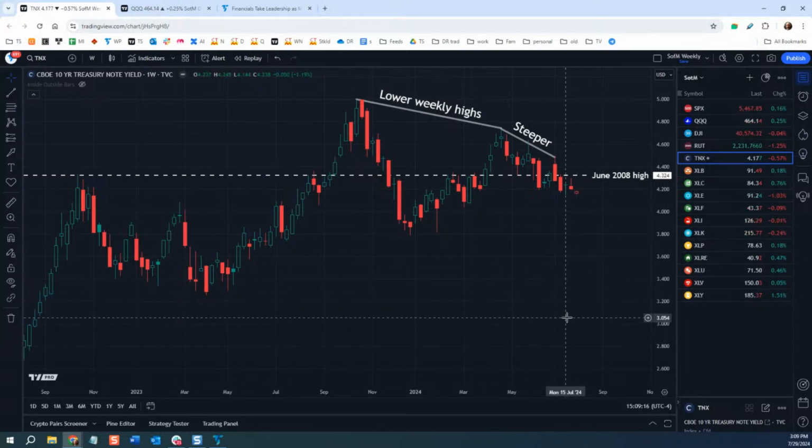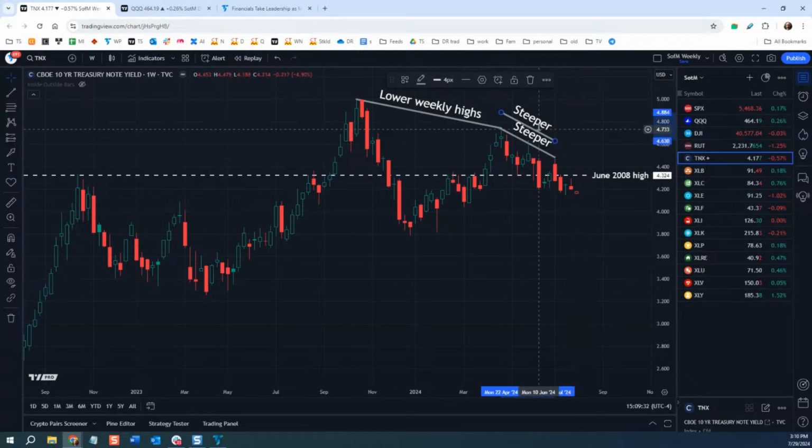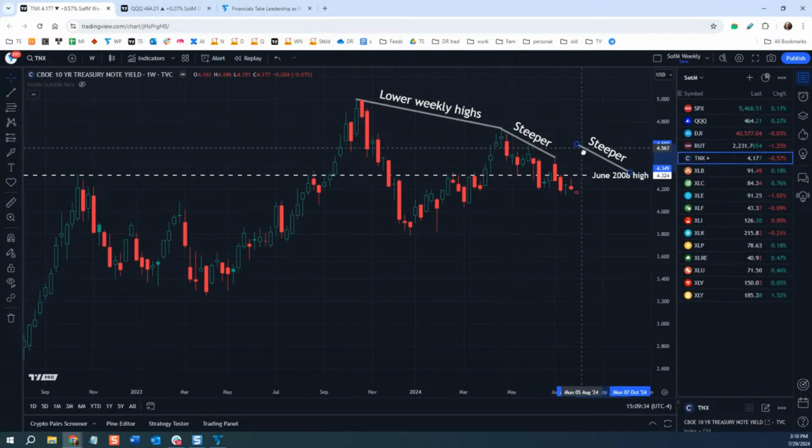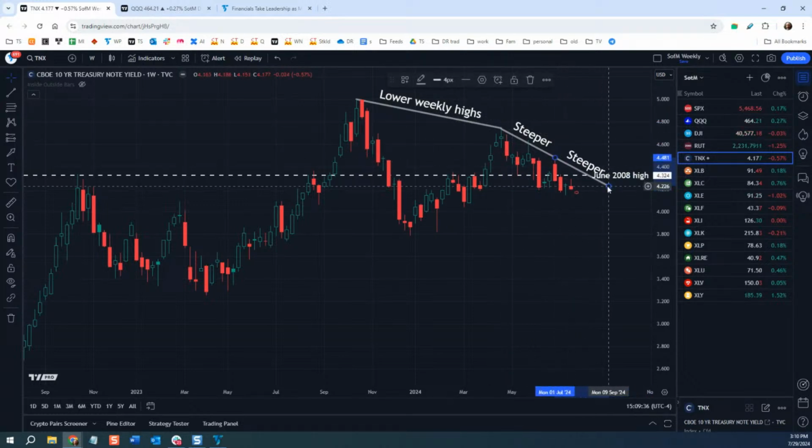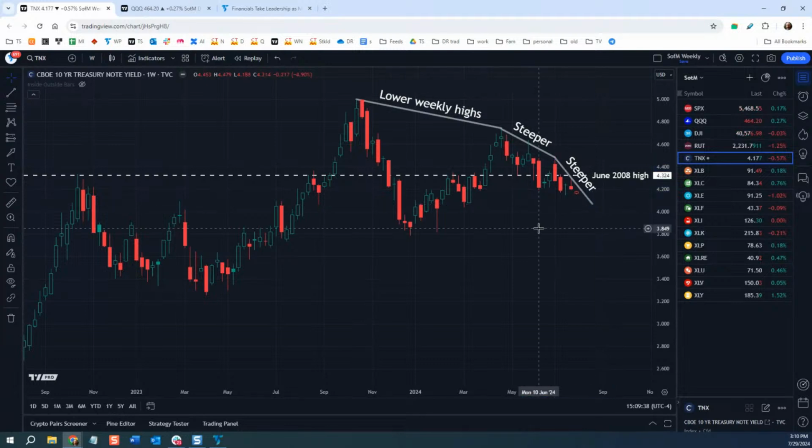What's interesting here is that now we're stuck back below it on the weekly chart for several weeks now. And if you look here, we have lower highs, and the lower highs are getting steeper. You could even draw another line, potentially. Now, I'm not sure if a line like this will last, but you could even look here and see that this is potentially getting even steeper now.